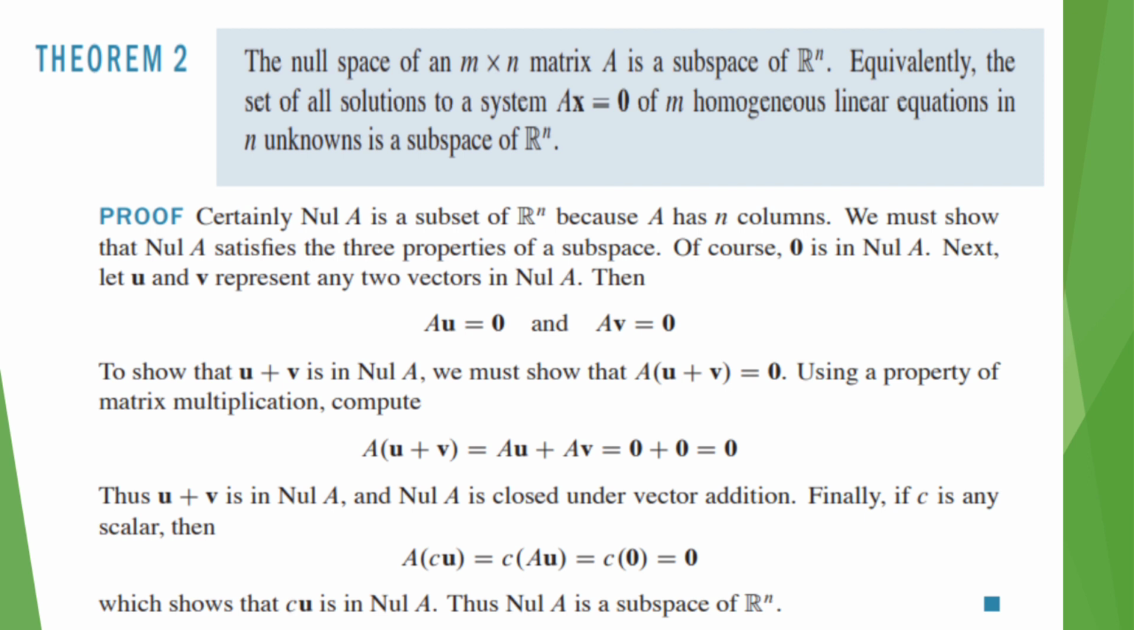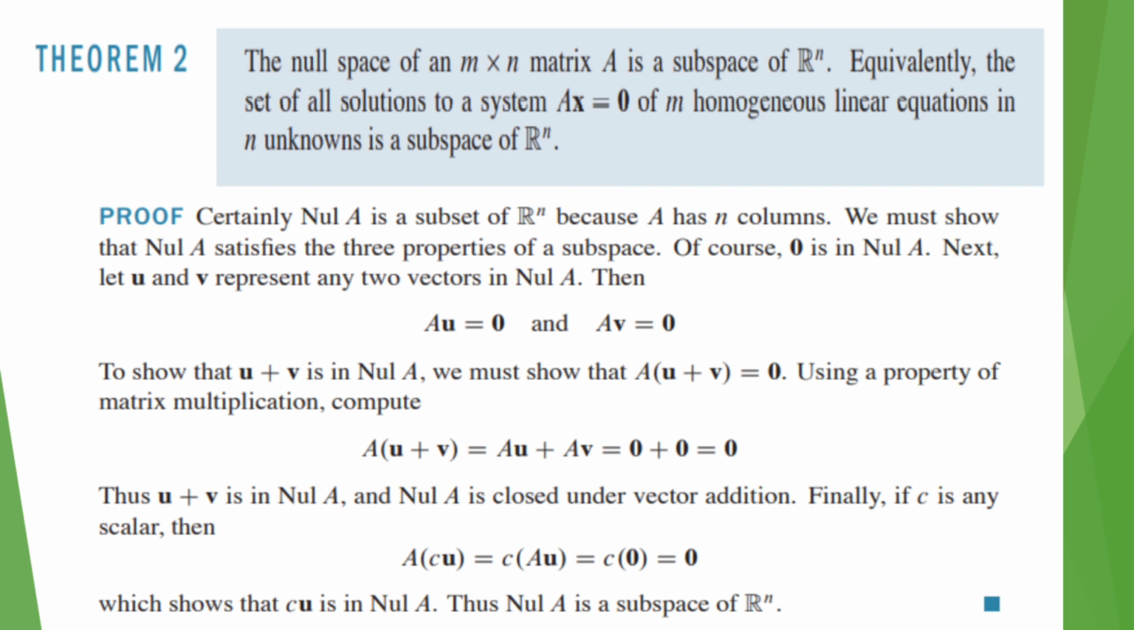So here first, the zero element is an element of null A. Next we take u, v as two elements in null A. Then Au is 0 bar and Av is also 0 bar. Now A into u plus v equals Au plus Av. We know Au is 0 and Av is also 0, so that equals 0. So A into u plus v equal to 0 bar. Then we say that u plus v is an element of null A. This is the second condition of a subspace.